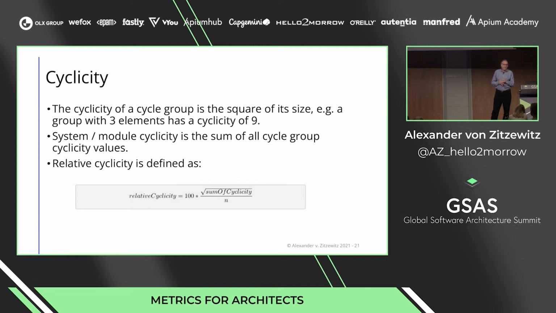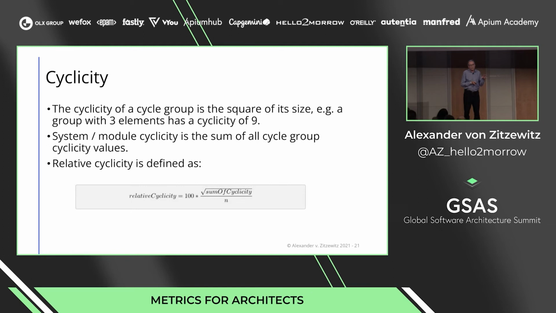Now you can add up the cyclicity for modules or your whole system. So you have several cycle groups in a module, you add up the cyclicity of all those cycle groups, and then you have a module cyclicity, and then you can add it up for your whole system. And then you can calculate relative cyclicity with this formula. Basically, you take the square root of the sum of cyclicity divided by the number of elements and get a relative cyclicity value. Let's do a little thought experiment here.